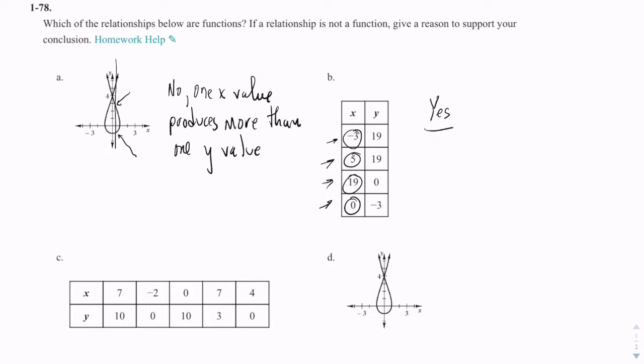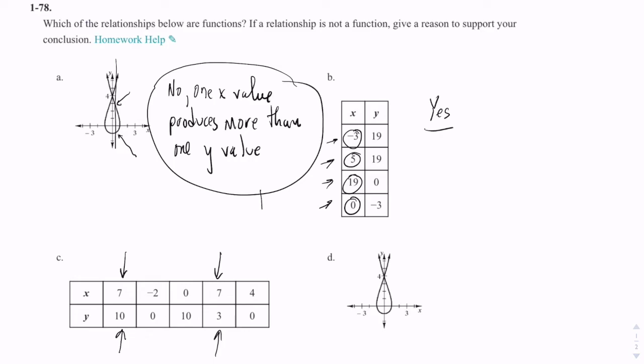Okay, so for C, we're going to look at x values that are the same, right? So 7 and 7. They're the only ones they gave us the same. And the first time we put a 7 in, a 10 came out. And the second time we put a 7 in, a 3 came out. That is not permitted. So we would use this same explanation here, but we could even be more specific. We could say, no, the x value of 7 produced a 10 and a 3. Okay, and the last one is graph D.